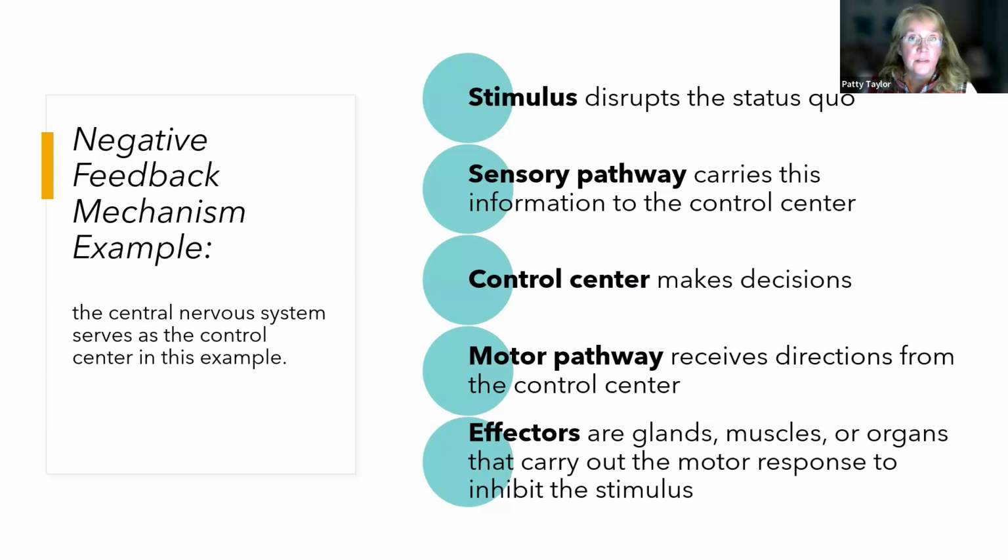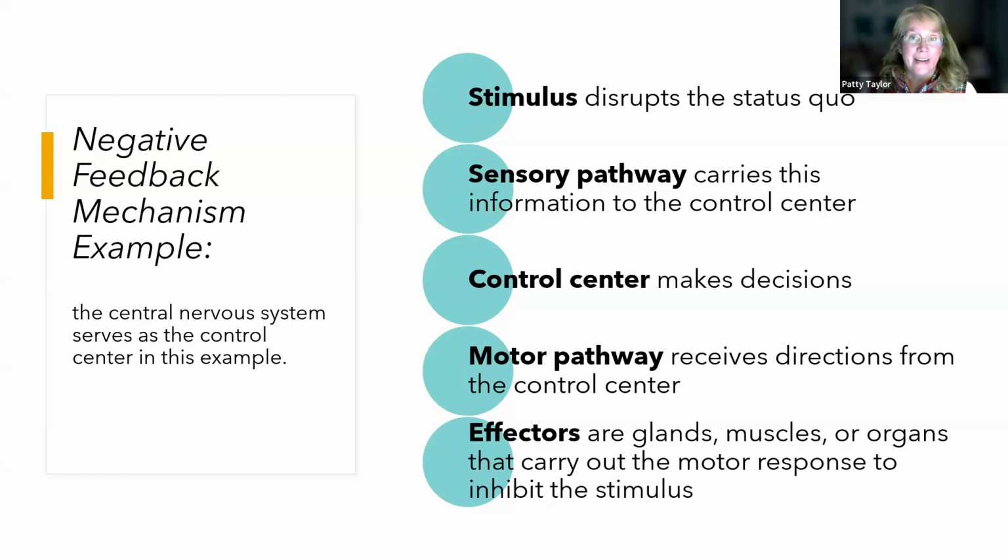So the control center makes decisions. The control center says, okay, this value is outside the acceptable range. Here's how we're going to fix it. And it turns on a motor pathway. This is an efferent pathway that travels away from the central nervous system with a message on how to fix the problem. We carry that message to an effector. An effector brings about change or an effect that will help to restore homeostasis and cancel the original stimulus.